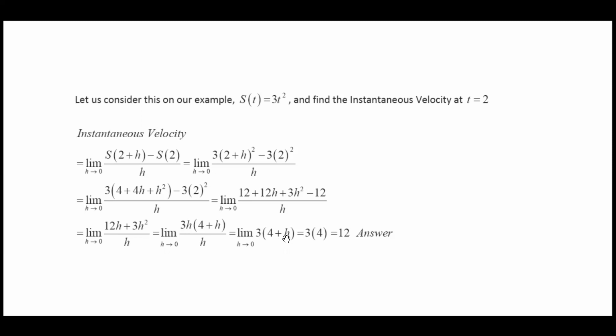And now pick a number close to 0. Well, is there any reason we can't just pick 0? The problem was we couldn't pick 0 before, but there's no reason we can't pick 0 here, so we will. That means this becomes 3 times 4 plus 0, or 3 times 4 is 12, and that's our answer. That is the instantaneous velocity, and that is the exact answer for the instantaneous velocity.